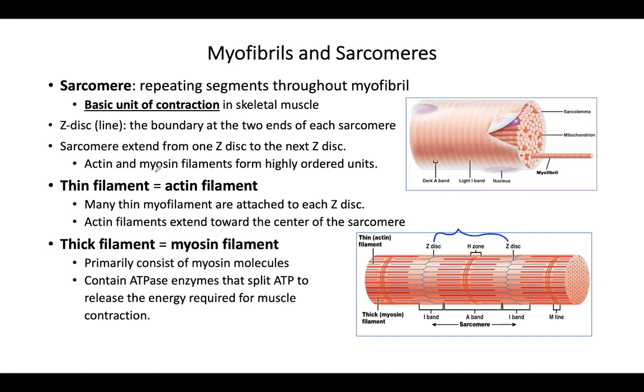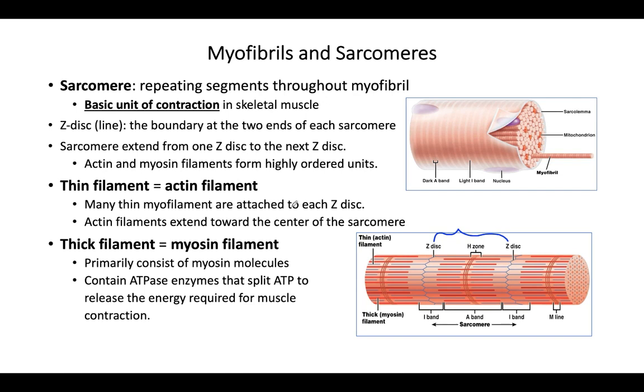Actin and myosin filaments form a highly ordered unit. So here's the Z disc and actin filament attached to the Z disc. Here's a Z disc. Can you see the blue line? This is actin myofilament, or thin filament. Can you see the red, a little bit thick bar structure? This is myosin myofilament, or thick filament. So sarcomere has thin filament and thick filament.